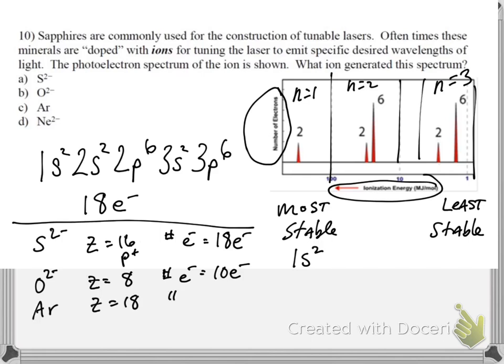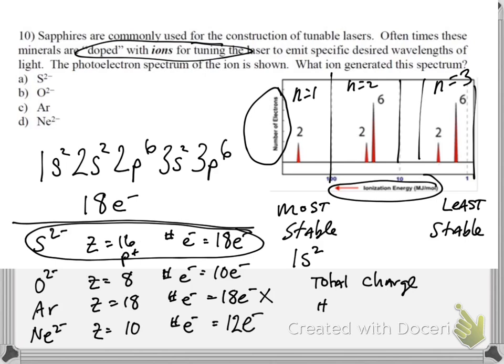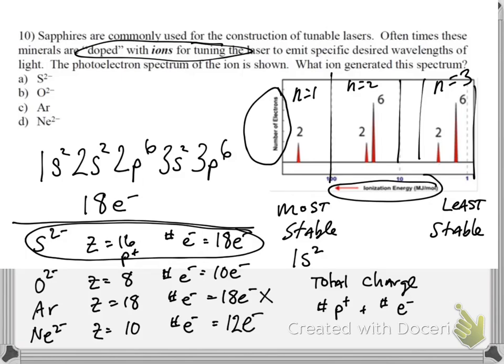Argon has Z of 18, so this does have 18 electrons, but it's not an ion. And neon 2- has a Z of 10, and to have a -2 charge, it must have 12 electrons. So the problem says ion, so the selection would be S2-. Argon is neutral, so that can't be chosen. So just keep in mind the total charge is the number of protons plus the number of electrons, with electrons counted as negative, and that will help you in these problems.